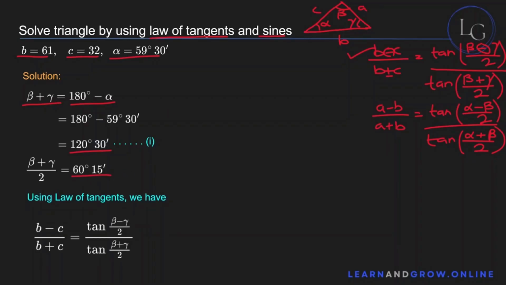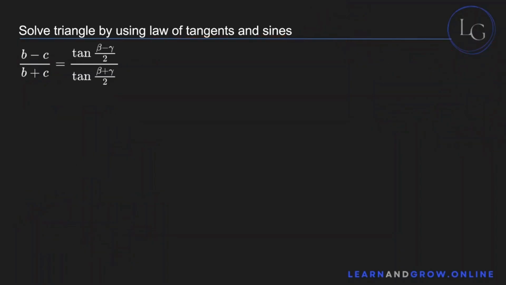Now using the law of tangents, which is this formula over here, the same formula used over here. Now, you've been given beta plus gamma over 2, which is this value over here. So now you can find out beta minus gamma over 2. So you can just cross multiply it over here. Tan beta minus gamma over 2 is equal to b minus c over b plus c into tan beta plus gamma over 2, right? Basically just multiply this on the left hand side.